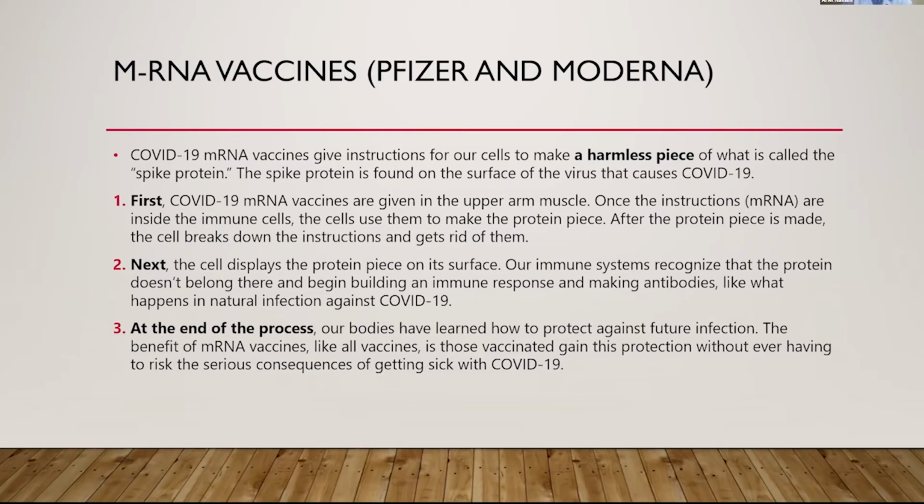Next, the cell displays the protein piece on the surface. Our immune systems get ramped up as it recognizes a protein that doesn't belong there. And that's exactly how our bodies develop antibodies to those proteins. At the end of the process, our bodies learned how to protect us from a future exposure to that virus.